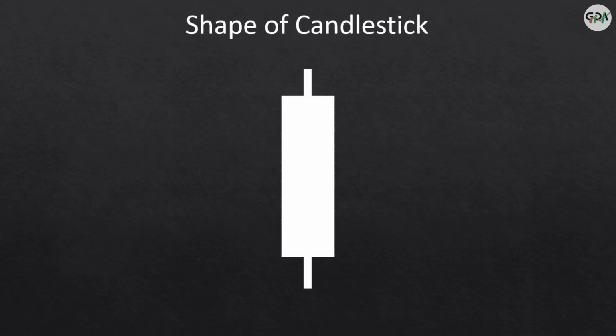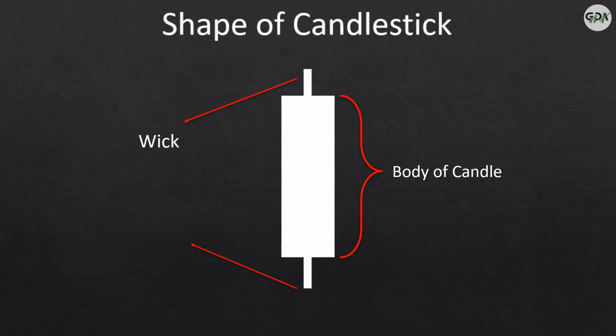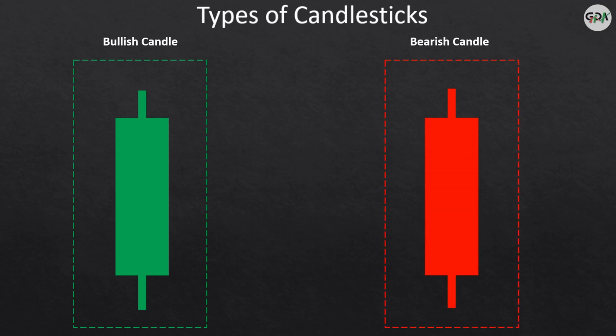Here we discuss the shape of a candlestick. A candlestick contains two parts. The first one is the body of the candle and the second part is called the wick, shadow, or tail. There are two types of candlesticks, bullish candles and bearish candles. To distinguish them from each other, they are displayed with different colors.